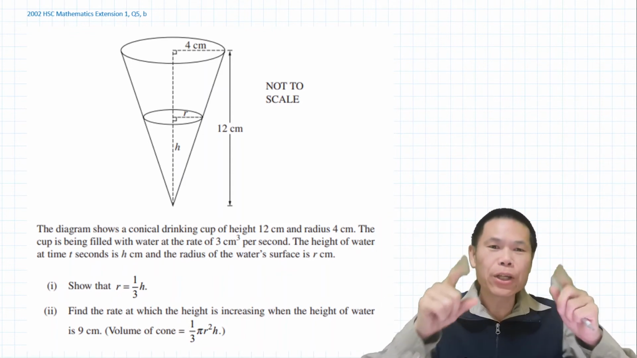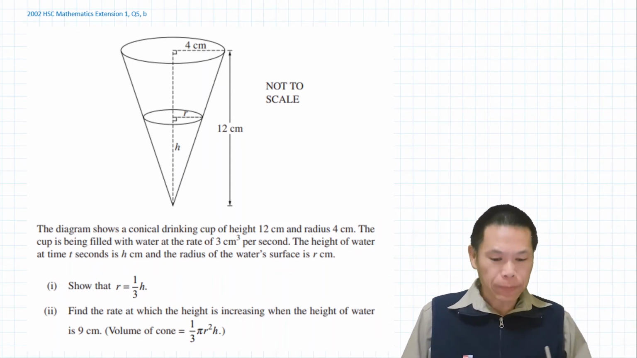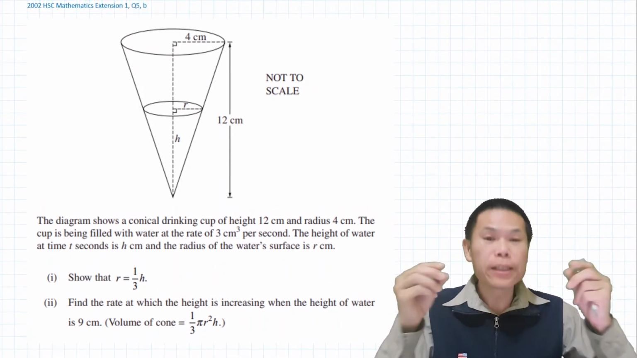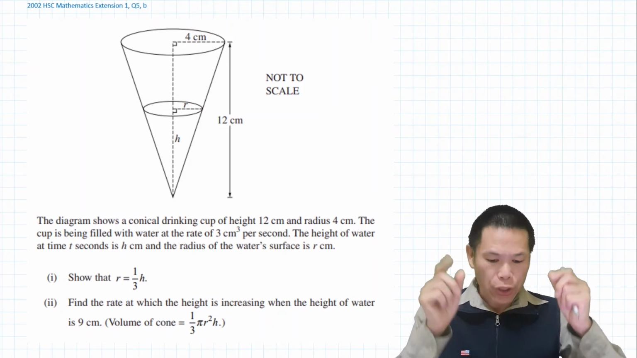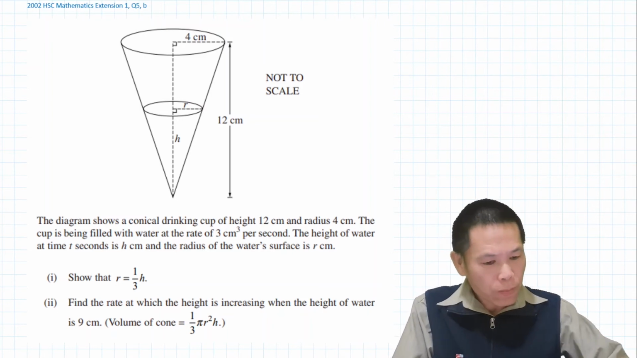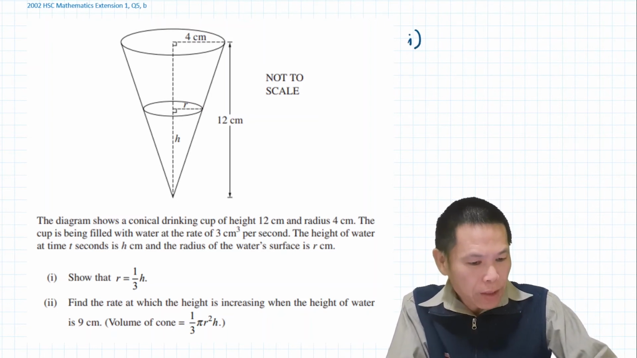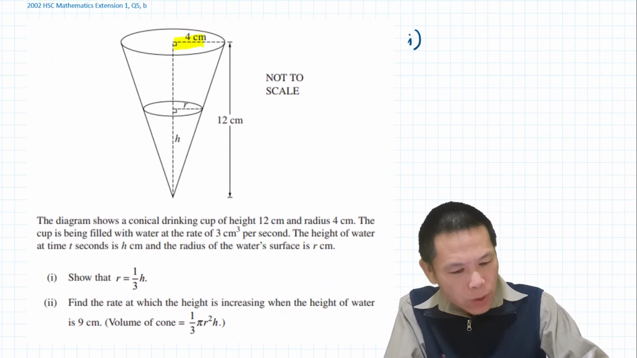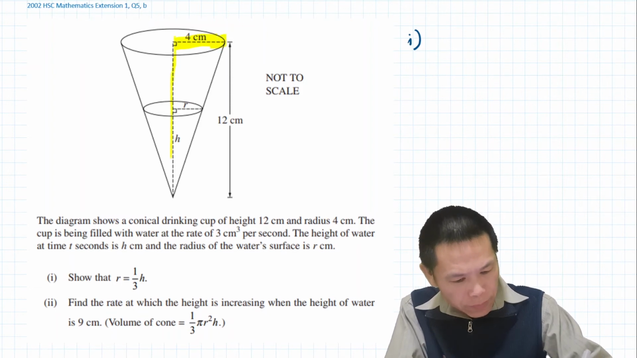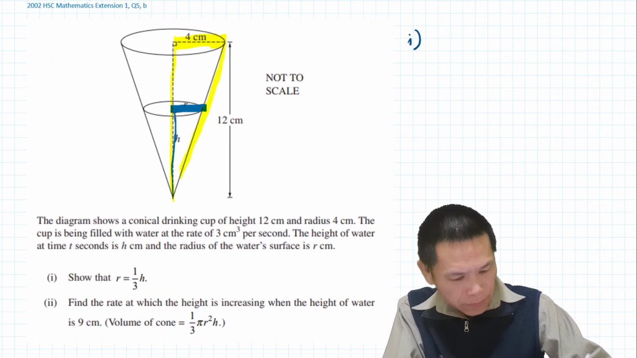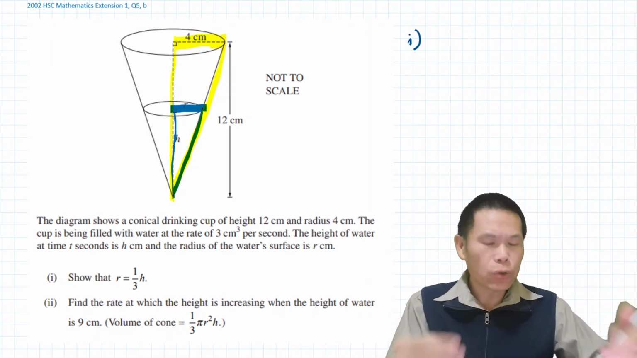Hi, I'm back. How did you go? Let me go through it with you. First, we need to show that r is equal to a third of h. To do this, we need to use similar triangles. First of all, let me do part i here. We know that there are two triangles. We have one triangle here, which is a right angle triangle, and then we have a smaller one here. There you go. So we just use similar ratios to work it out.